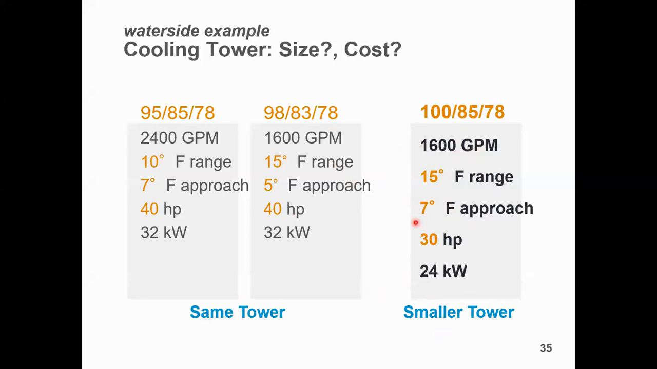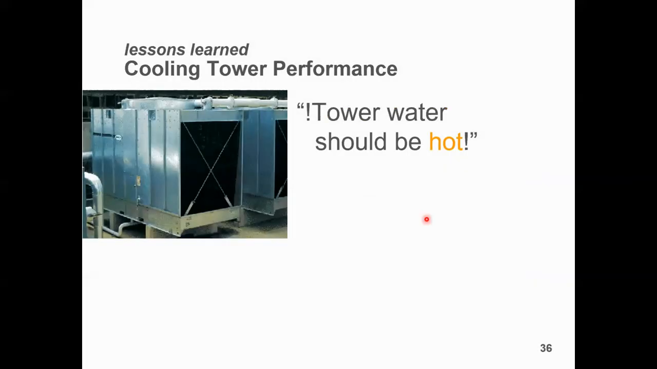So this is an optimization which is possible and it is achievable with a smaller tower also, because as you are increasing the approach, you are going for a higher approach in the cooling tower, your cooling tower size or footprint will be lower along with your flow rate as well. So the lesson learned is basically we have to keep the tower as hot as possible.